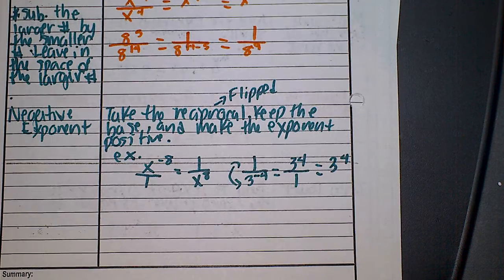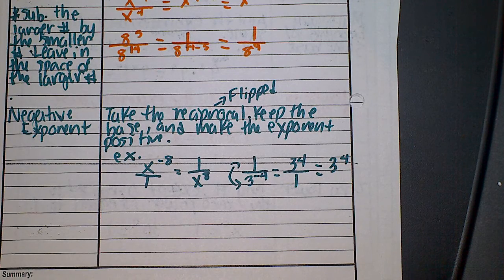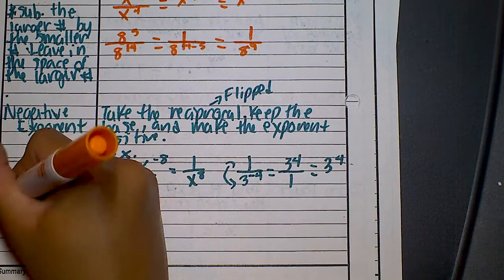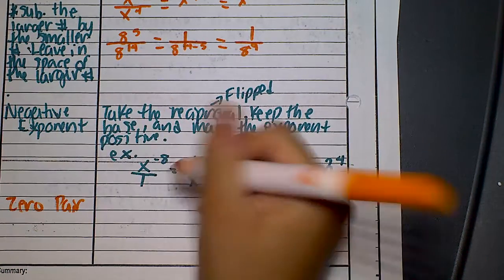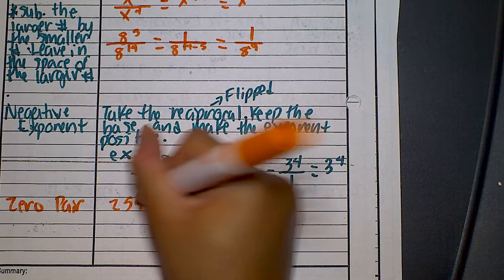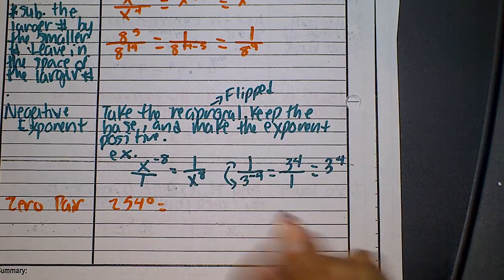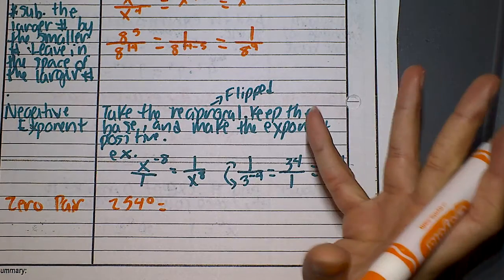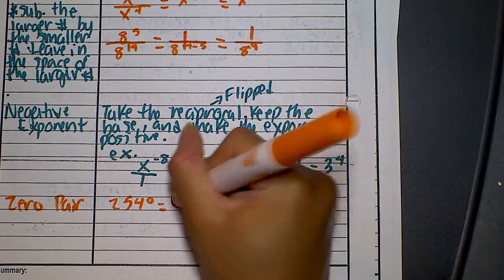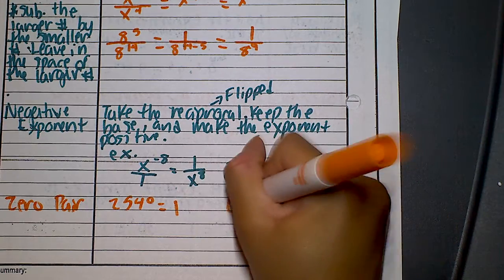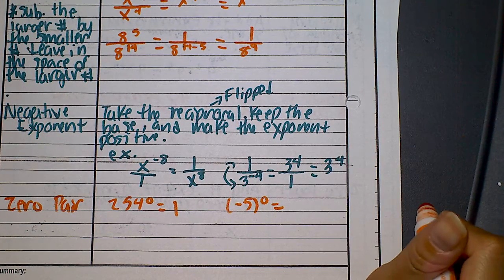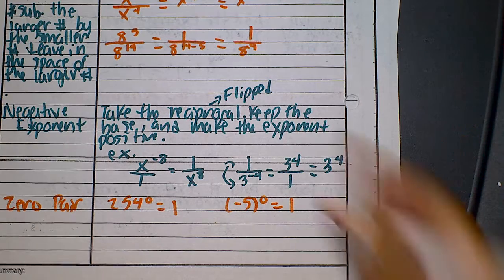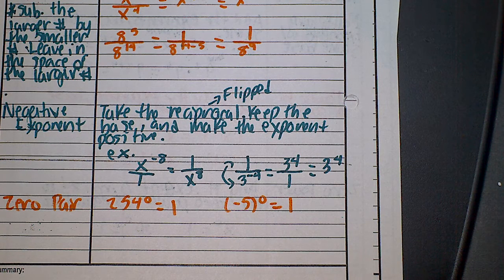And one quick reminder on what a zero power is, because that's really important. If you had 254 to the 0 power, what would that equal, class? Everybody should have said 1. And if you had negative 5 to the 0 power, what should that equal? Also 1.